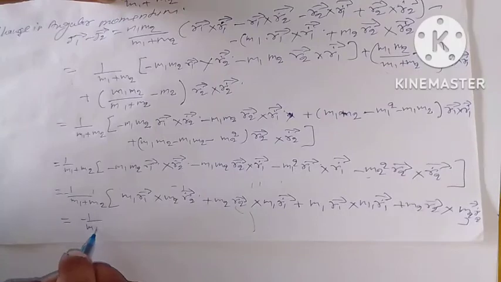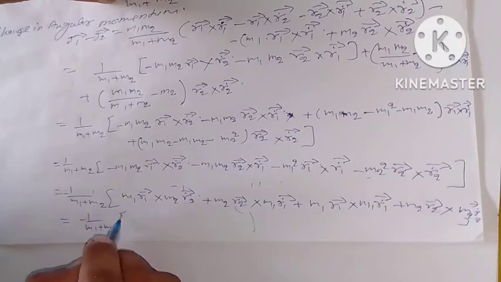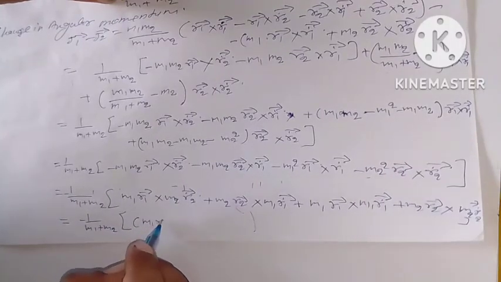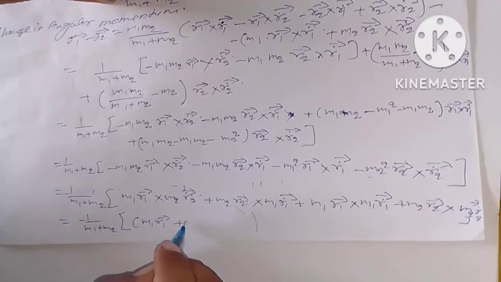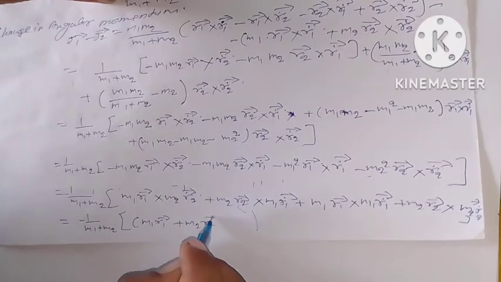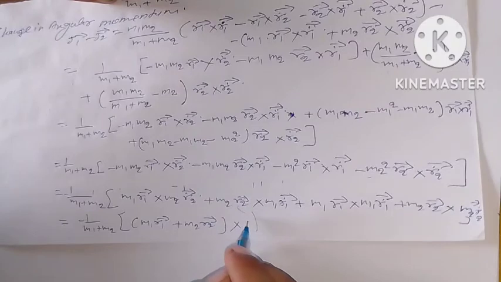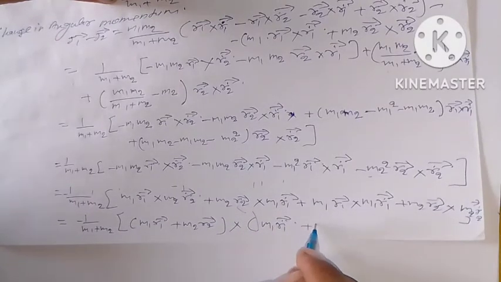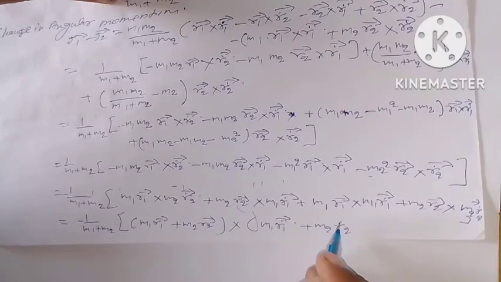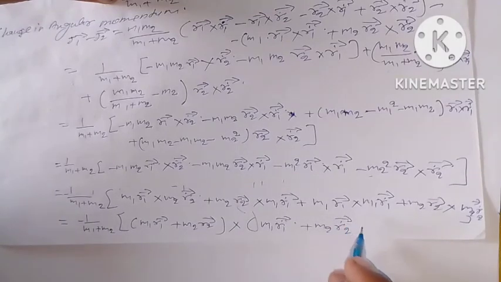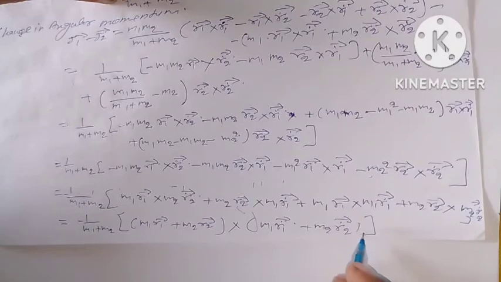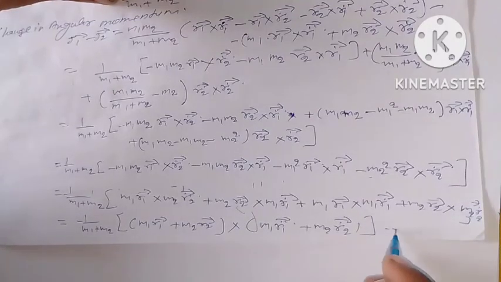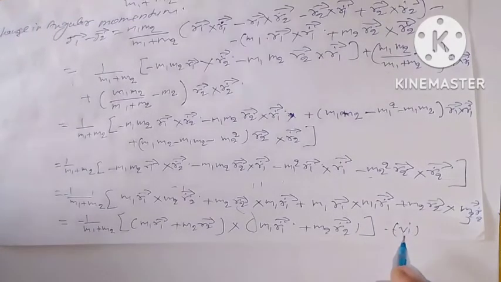minus 1 upon M1 plus M2 in bracket M1 R1 vector plus M2 R2 vector cross M1 derivative of R1 vector plus M2 derivative of R2 vector, bracket close and whole bracket close. This is equation number 6.